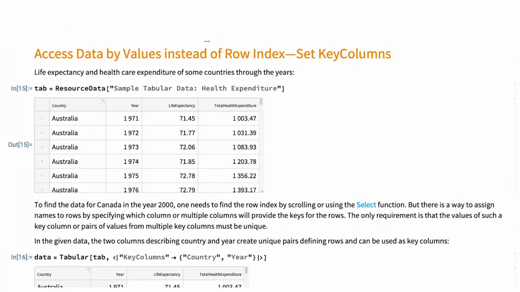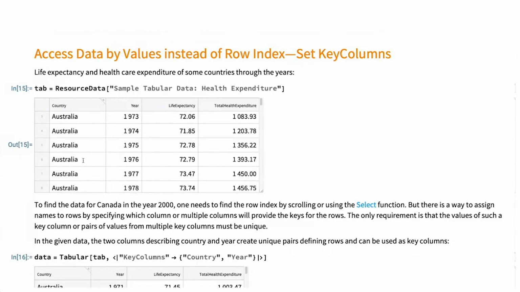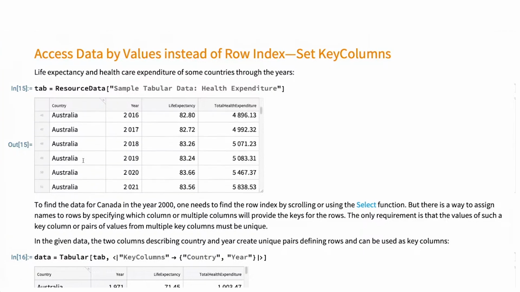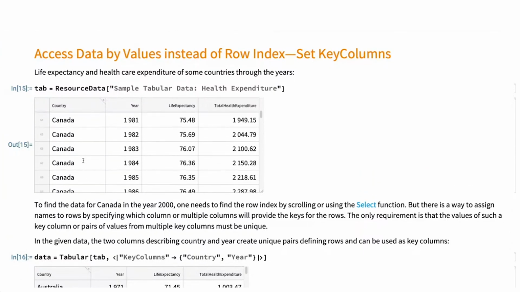In the previous examples, we were able to access rows by index and columns by names. There is also a way to access rows by values, by creating names for the rows, and this is what we understand as setting key columns. So let's look at this data here. This is health expenditure through the years for some selected countries. When you look at this tabular, here we have data for Australia through the years, and it keeps going through the years. Then eventually it switches to Canada and it goes through the years.